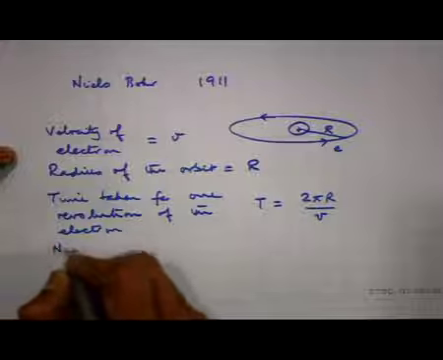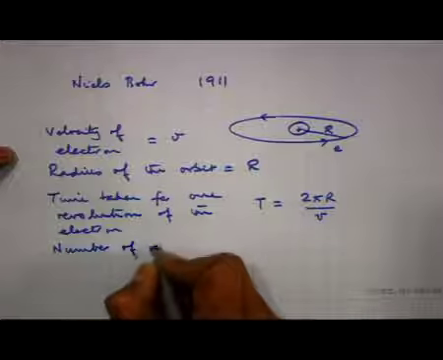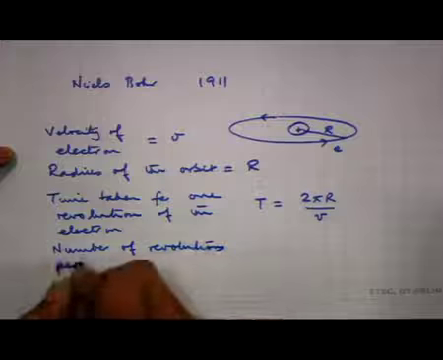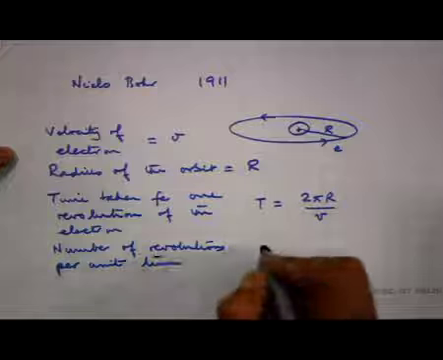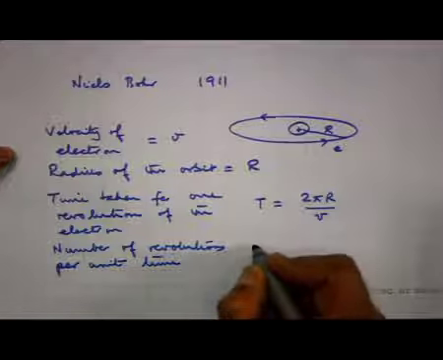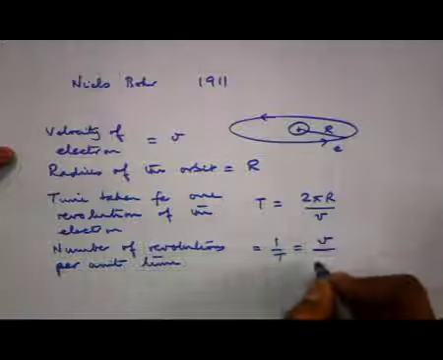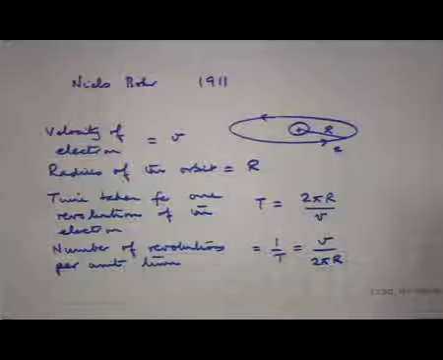So, I can calculate the number of revolutions per unit time, which is equal to 1 by t, which is equal to v by 2 pi r. It takes a time t for one revolution. So, the number of revolutions per unit time is 1 by t, which is v by 2 pi r.